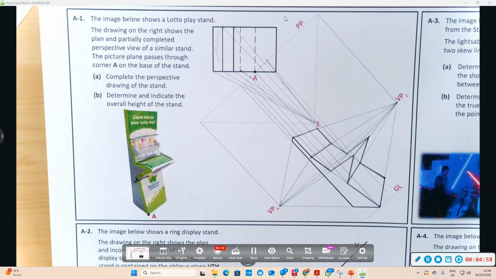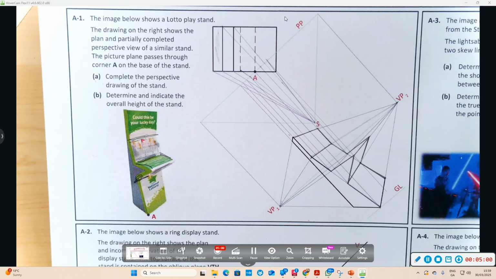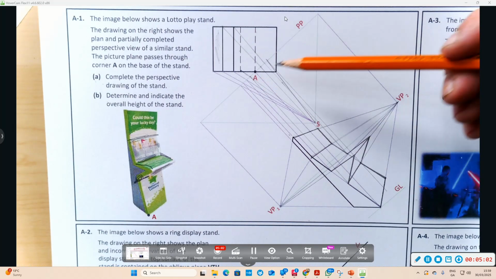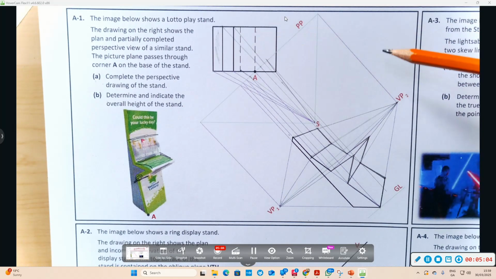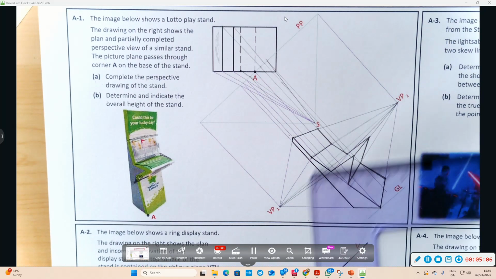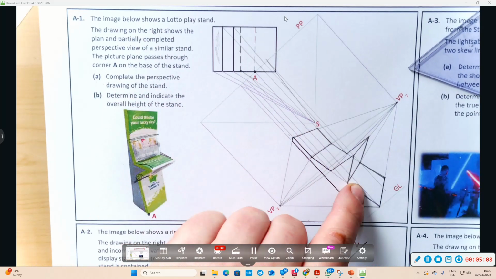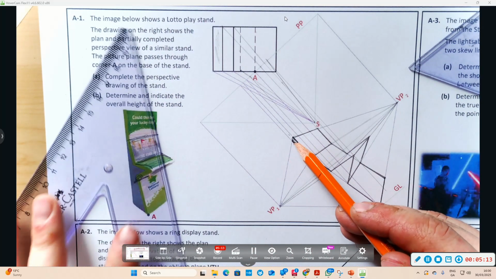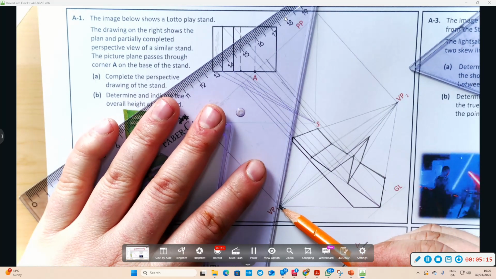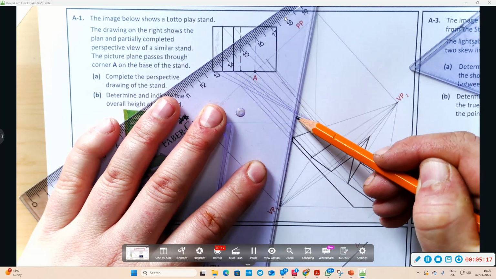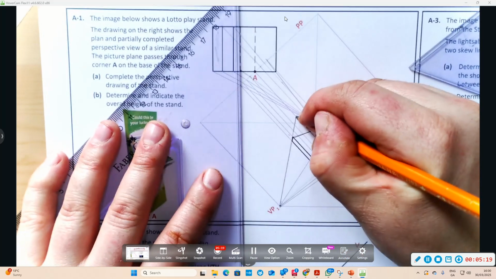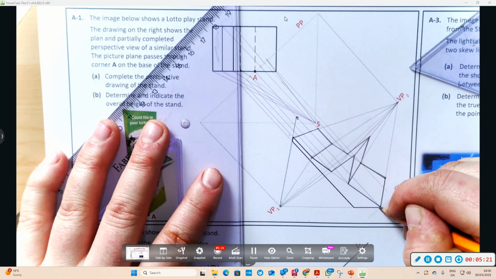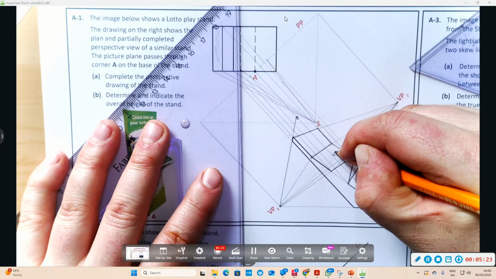Now, part B. Okay, determine and indicate the true height of the stand, right? Only a point on the picture plane is the true height. So we're going to bring a line down perpendicular to the picture plane from A, which is already done. We're going to take the top of the stand and extend it onto that. This, okay, is the true height here, TH.